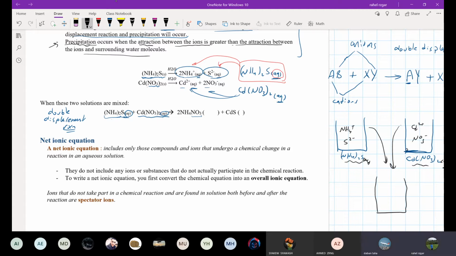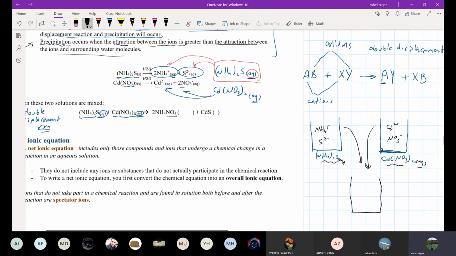If I write a reaction like this for double displacement, again, ammonium with nitrate, so it becomes ammonium nitrate. The cadmium with the sulfide, just like the AB and XY I have written here. That's how you do it.